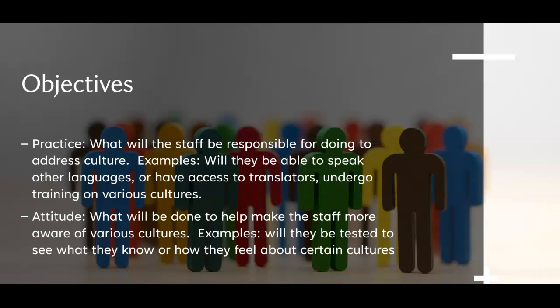And then with attitude, this is what will be done to help make the staff more aware of various cultures. Some examples would be, are you going to test your staff to see where they are, if they're biased in certain situations, or if they feel comfortable with certain cultures? Do they understand certain cultural backgrounds that might either impede or help facilitate care in your facility?